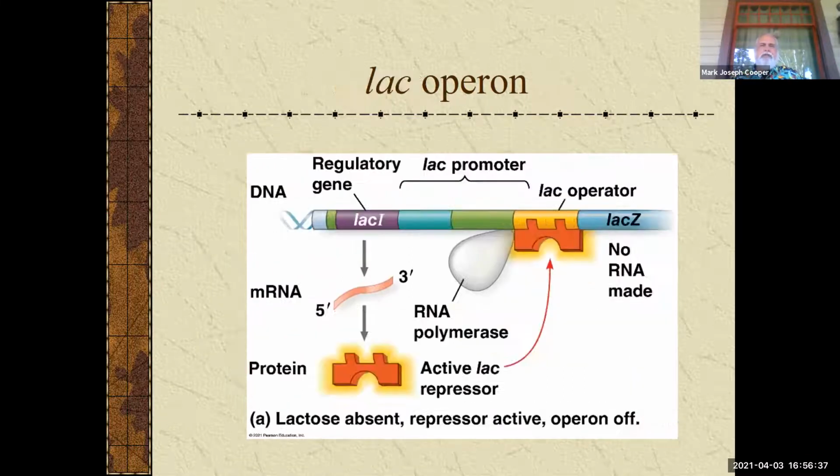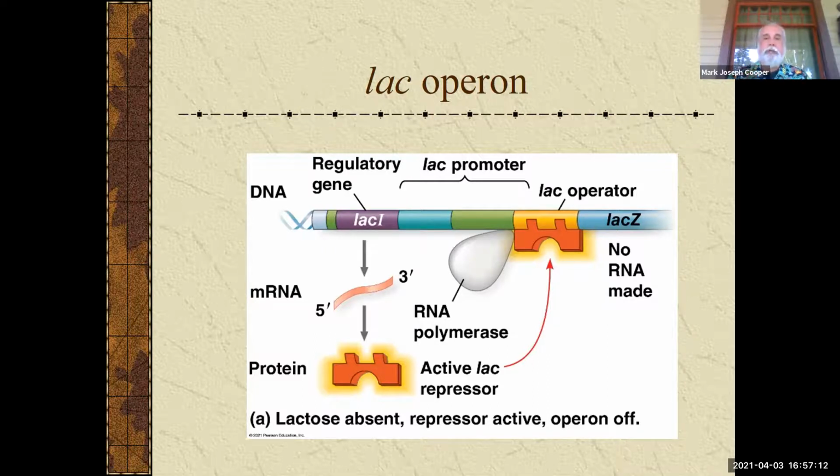The other example is the inducible operons. Inducible operons are the ones where something has to be there to actually make them run. The lac operon is about lactase. When lactose is absent, you don't need lactase, so the repressor is active, it is sitting there doing what it needs to do, and shuts it down.